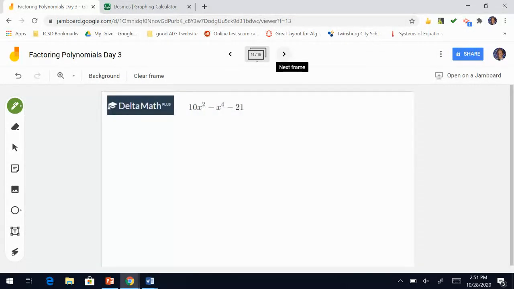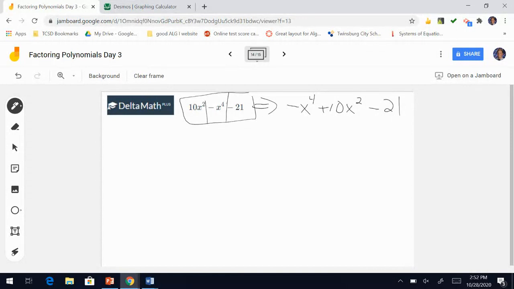All right, Delta Math. We're talking quartics. How do I know it's a quartic? Because when I put this in order, the first thing I need to do is put this in standard form. Highest degree to lowest degree. So how many terms do I have here? 3. Negative x to the fourth goes first because it's fourth power. Then I go back to 10x squared, put that second. And then negative 21 is my constant, so that's going to stay in the back. Now what do I have? I have negative x to the fourth plus 10x squared minus 21.